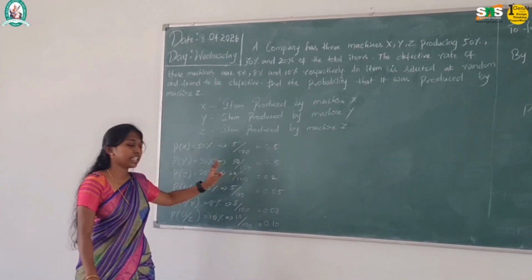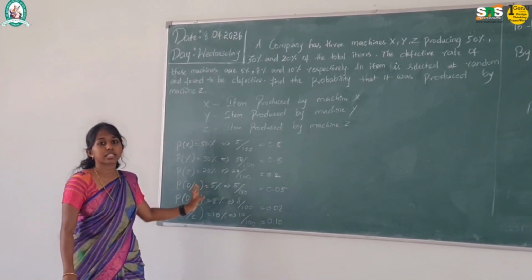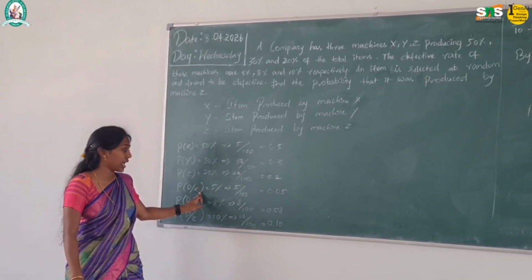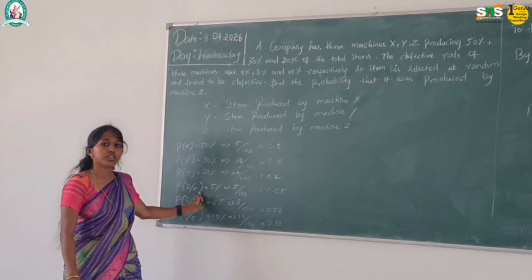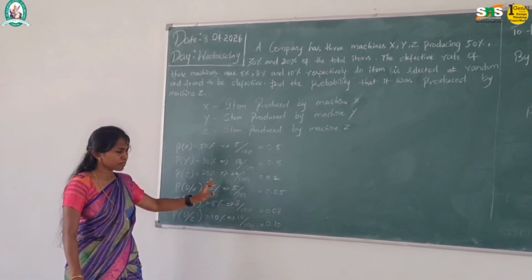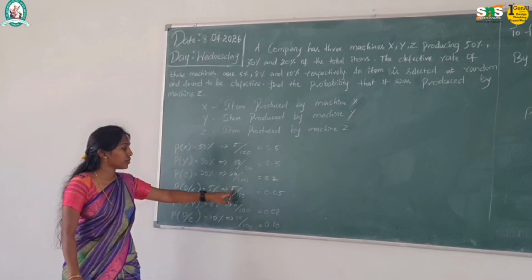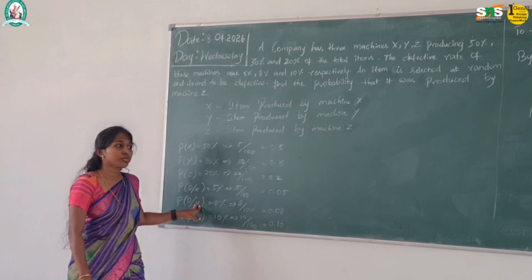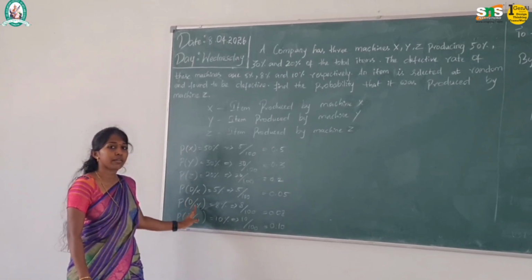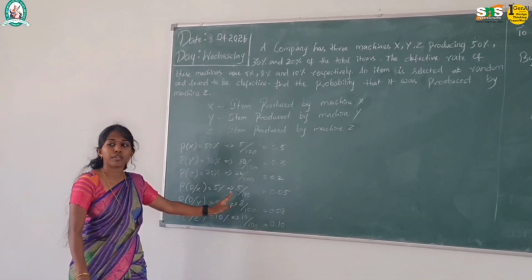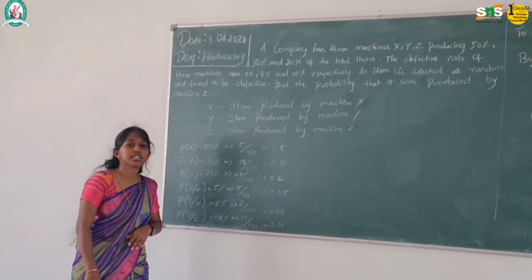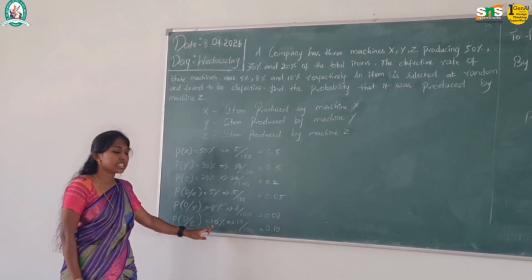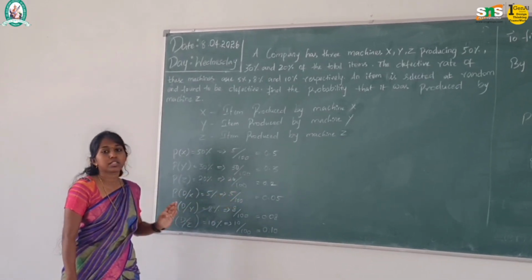Next we write the defective rates for these three machines X, Y and Z. First, the probability of defective given machine X is 5%, as given in the question. 5% is 5 by 100, which is equal to 0.05. The probability of D given Y is 8%, which is 8 by 100, equal to 0.08. The probability of D given Z is 10%, so 10 by 100 is 0.10.